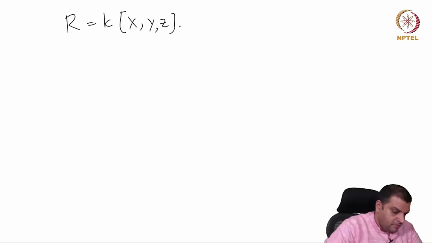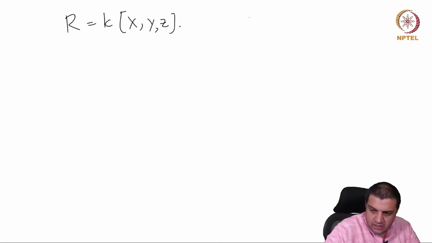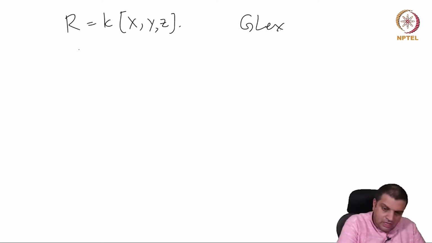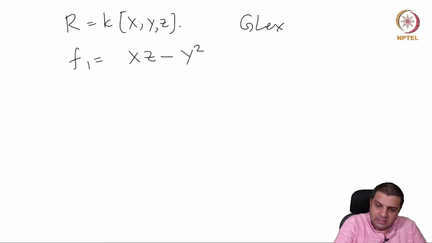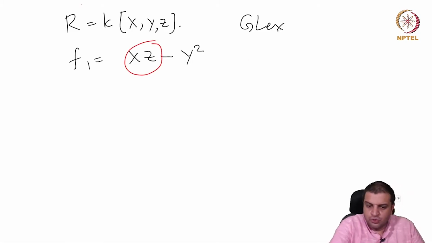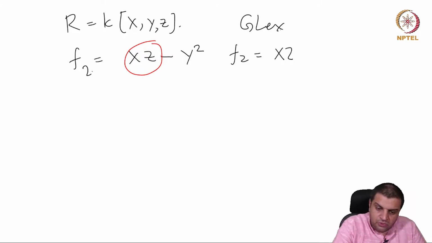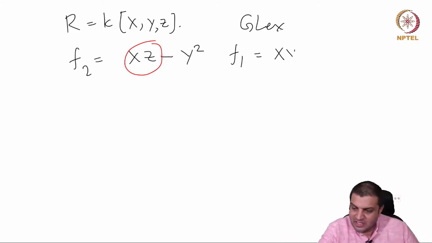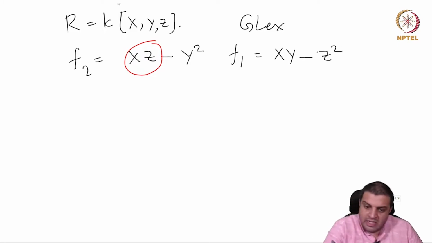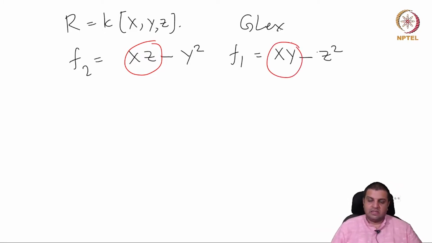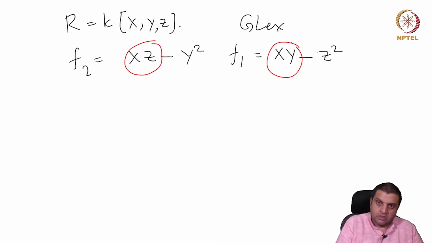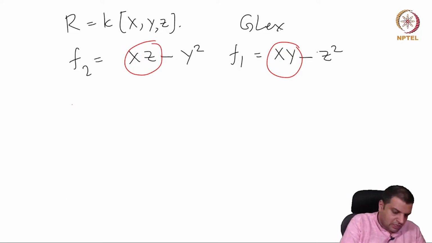Okay, and let's say we are considering graded lex. So let f1 be xz minus y squared. The leading term is this. f2 is xy minus z squared, and in graded lex this is a leading term. So the leading terms do have some common factor. So let's cancel that thing.